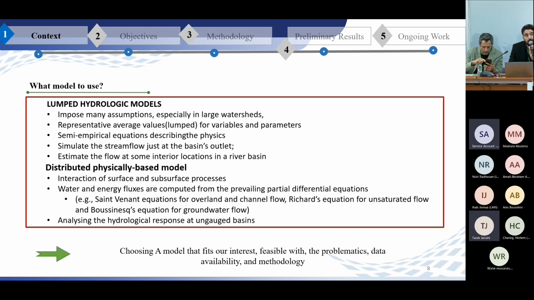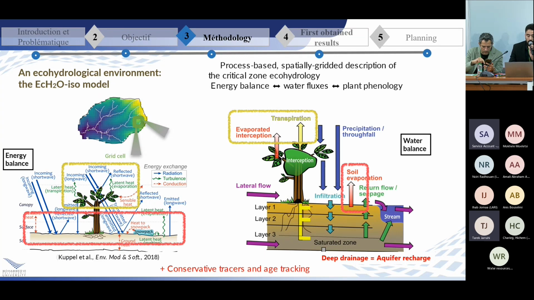We have distributed physically based models, which incorporate more than just water fluxes. They can also have other fluxes, like energy fluxes and phenological fluxes, and can analyze the hydrological response at ecological basins. So our model was the EcoISO, which is a process-based model developed at the University of Montana in 2013.